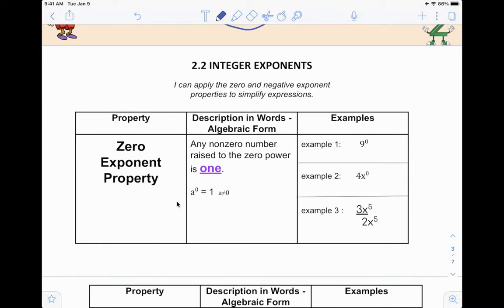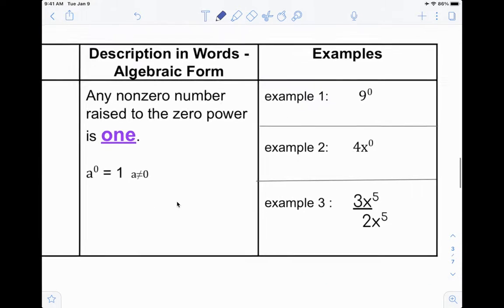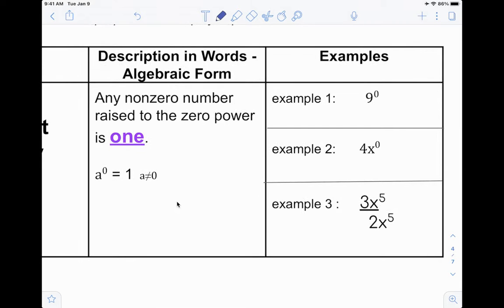So now we're going to take a look at today's lesson, which is integer exponents, and you want to apply the zero and negative exponent properties to simplify expressions. Any non-zero number raised to the 0 power is 1. So we're going to take a look at these examples. 9 to the 0 power is equal to 1. Next, 4 times x to the 0 power. We need to remember the operation between the 4 and the x to the 0 power is multiplication. Well, x to the 0 power is 1, and 4 times 1 is 4.